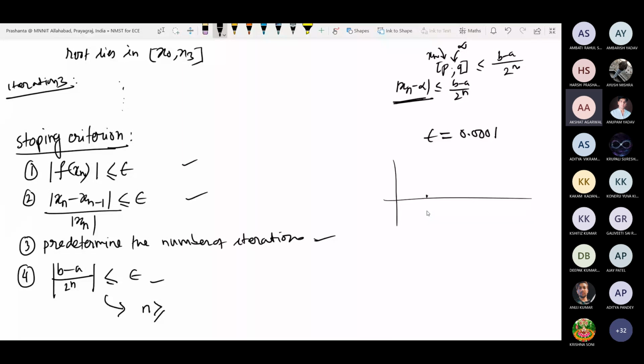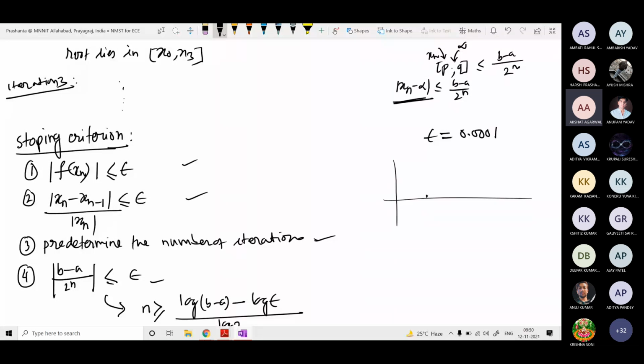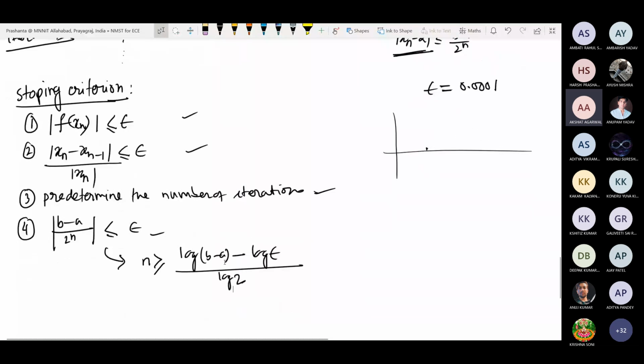Okay. So log of b minus a minus log of epsilon, you said log of (b minus a) by epsilon, I separated it using minus, and below will be log of 2. So this value we have to evaluate, the right hand side expression, and whatever integer you get which is the smallest and greater than this expression will be the number of iterations. So even before starting the calculation using the bisection method, you will be able to tell how many iterations you need to obtain the answer with desired accuracy. Is it okay?